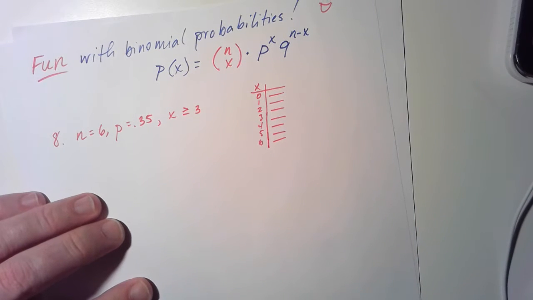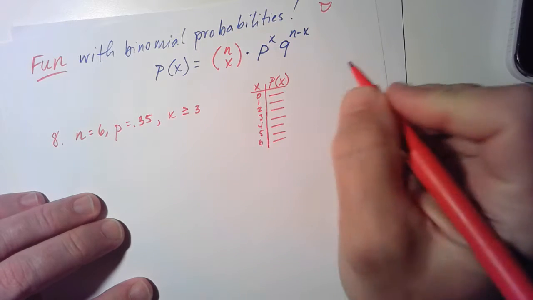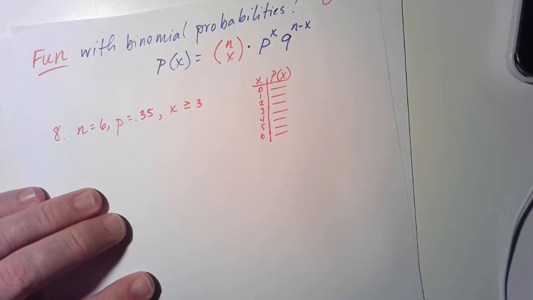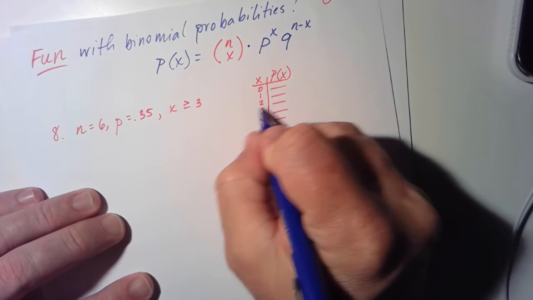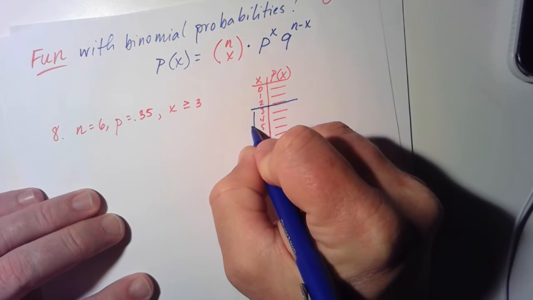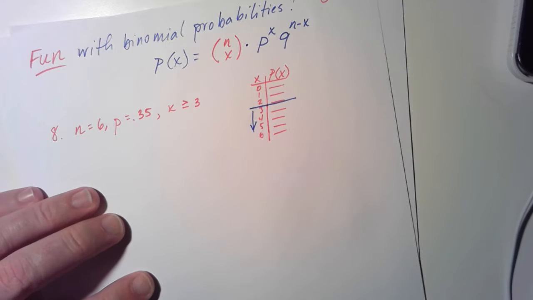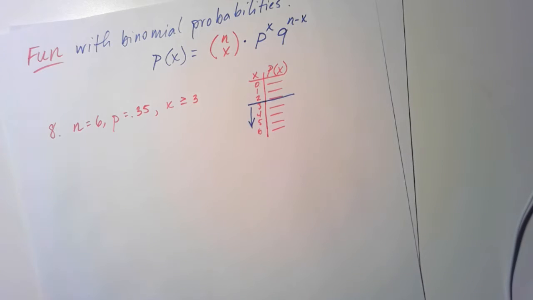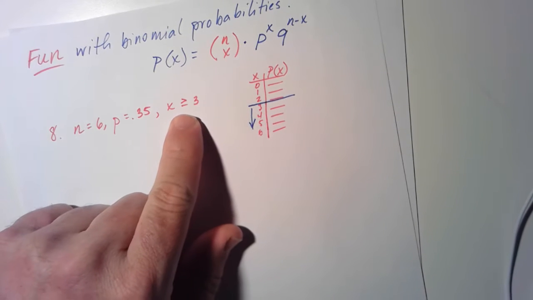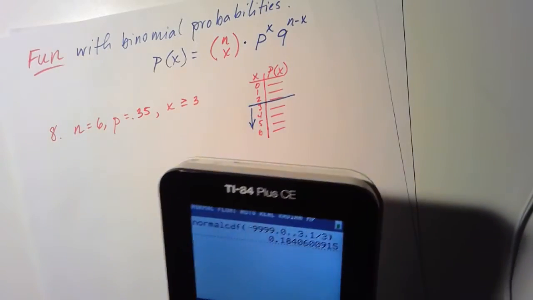Let me show on the calculator how to see the entire distribution. And then what is this problem asking for? It's asking for this part of the list, which the calculator doesn't actually do. The online calculators, you can type in greater than or equal to.